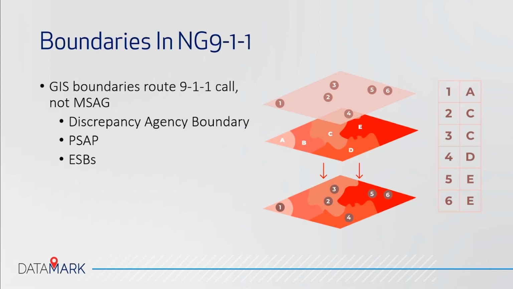So the boundaries for NG911, we've already gone through them. The discrepancy agency boundary, which is that geofence I was discussing, the PSAP boundary, and the ESBs. So essentially, if I'm calling from a civic location, which is a physical structure with a landline, that civic location is going to look for the address first. If it can't identify the address point, it's going to go to the road centerline.